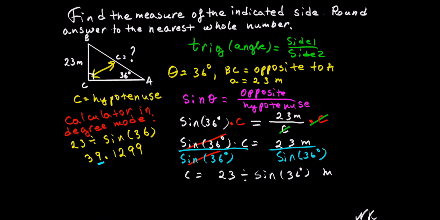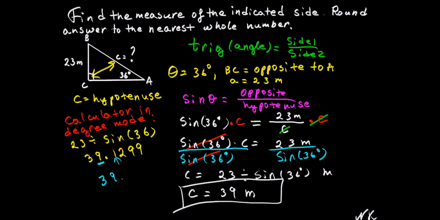In order to perform rounding, we look at the number to the right of it. If it's 5 or more, we need to add 1. But since 1 is less than 5, we can just proceed with rounding off, which will give us just 39, and we drop everything else. So C is equal to 39 meters. And this would be our solution. That's all.